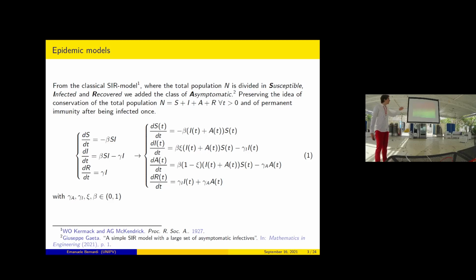a classical compartmental model in which the population, the total population N, is divided into 3 classes: susceptible, infected, and recovered. But we have decided to add a new class of asymptomatic cases in order to have a better description for all those diseases that present a large cohort of asymptomatic cases, such as, for example, the one due to the COVID-19 infection. This model preserves the idea of total population conservation, so there is no death and no birth. But we also have permanent immunity, so there is no possibility of a reinfection for the same individual.